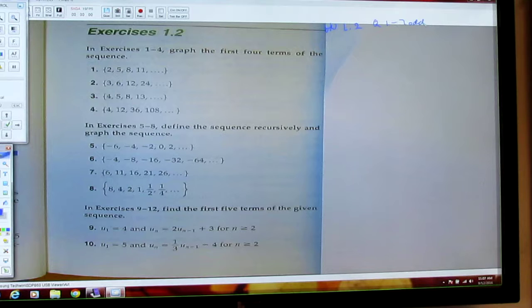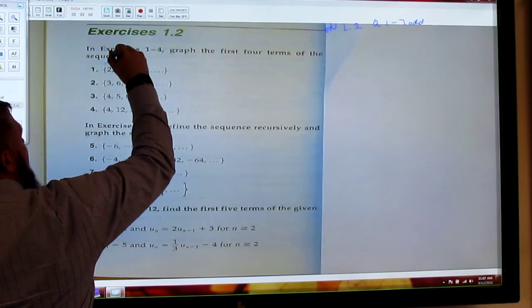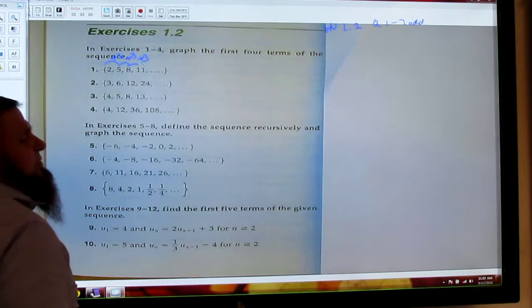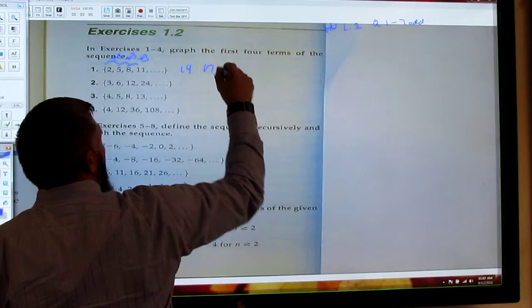Alright, so number 1. Graph the first 4 terms of the sequence. So what is the sequence, first of all? It's 2, 5, 8, and 11. Up 3. So what are the next terms going to be? 14, 17. So what did we do? We did up 3, so plus 3, plus 3, plus 3. So the next 4 terms would be 14, 17, and 20.